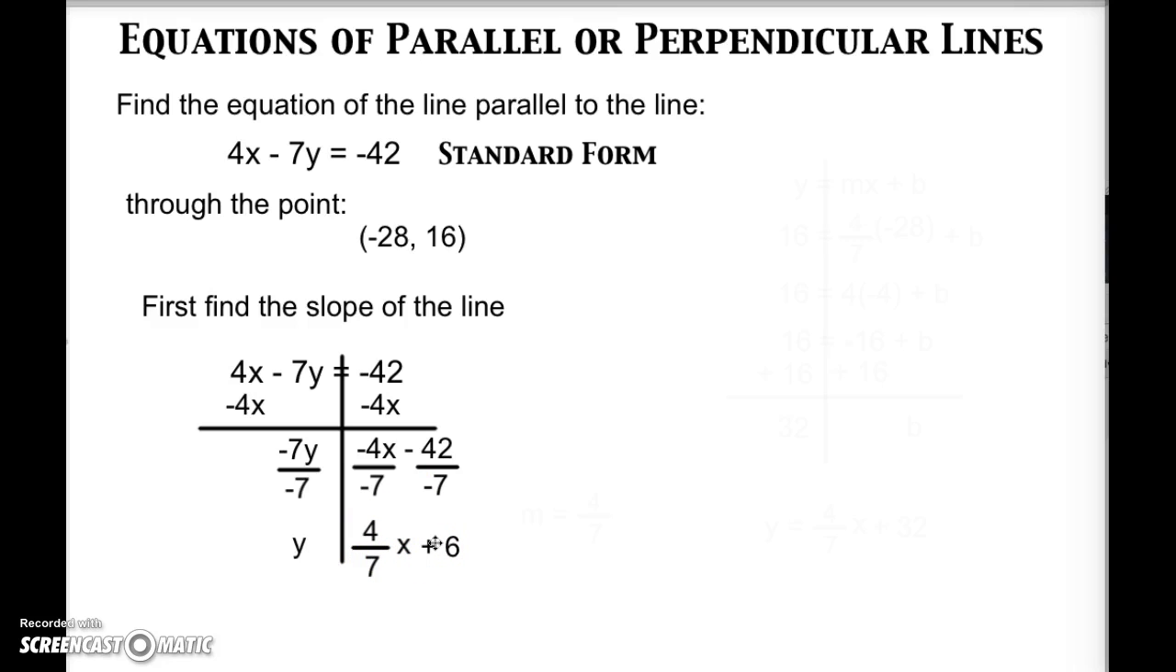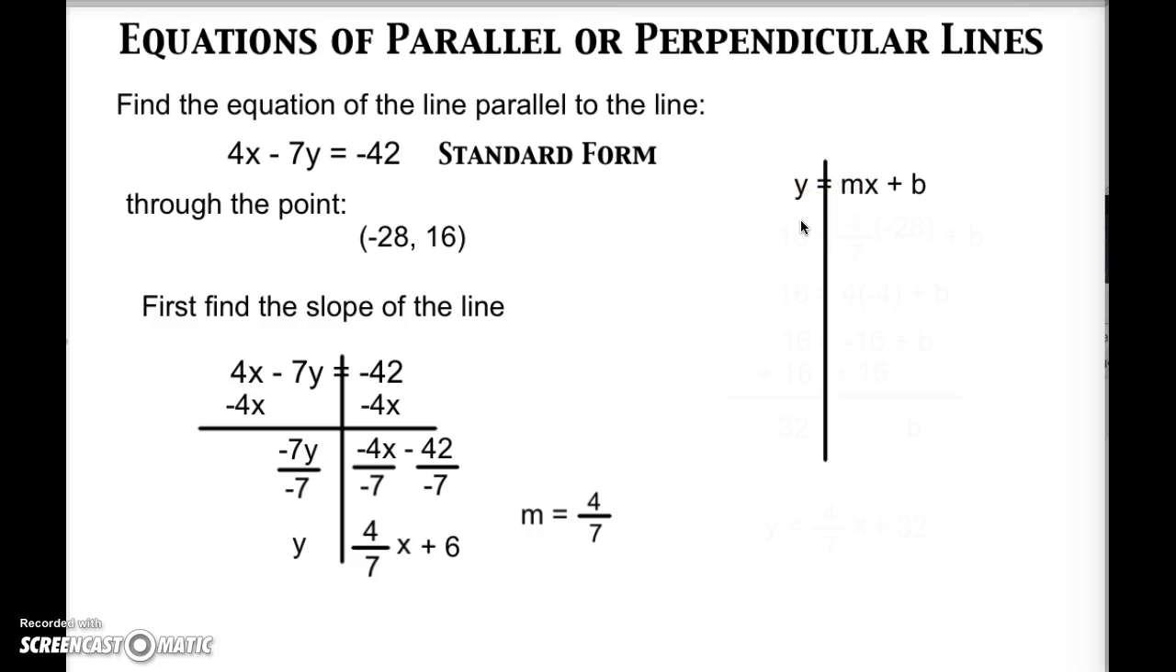Now I've got to write an equation of a line that's parallel to that equation that goes through the point negative 28, 16. If it's parallel, they have the same slopes. And I know that my slope in this problem is going to be 4/7. So what I'm going to do is plug in my y of 16, my m of 4/7, and my x of negative 28, and solve for b.